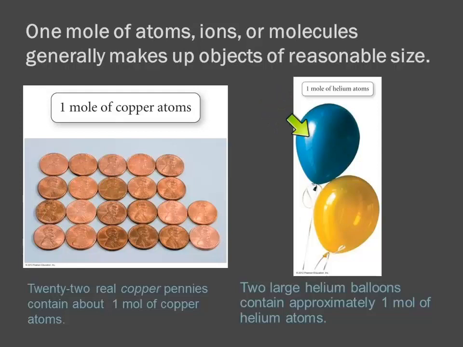Now those are going to occupy a larger volume because helium's a gas and there's a lot of empty space between the atoms. But a mole of atoms is an amount that you can see and hold. It's not so big that it's bigger than the building, but it's not so tiny that you can't see it either. So it's a very useful amount. It's reasonable, like a dozen nails is a reasonable number of nails. Okay?